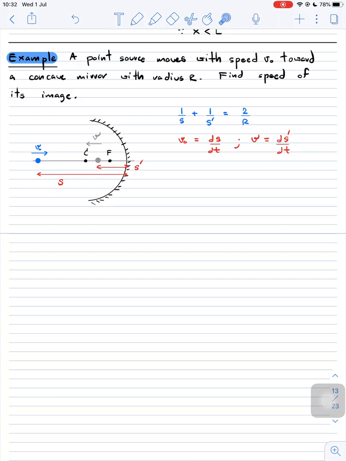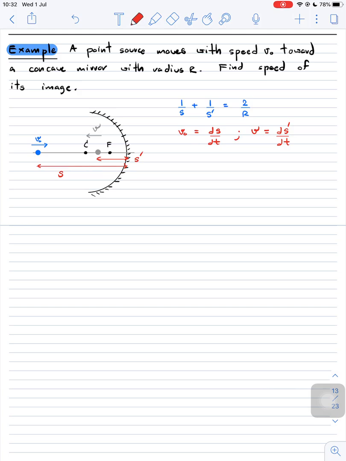Then the trick to have the s prime and the s here is that we need to write down this equation as the s prime depending on the s and the r. Okay, so that's going to be the idea. Okay, so let's do it.